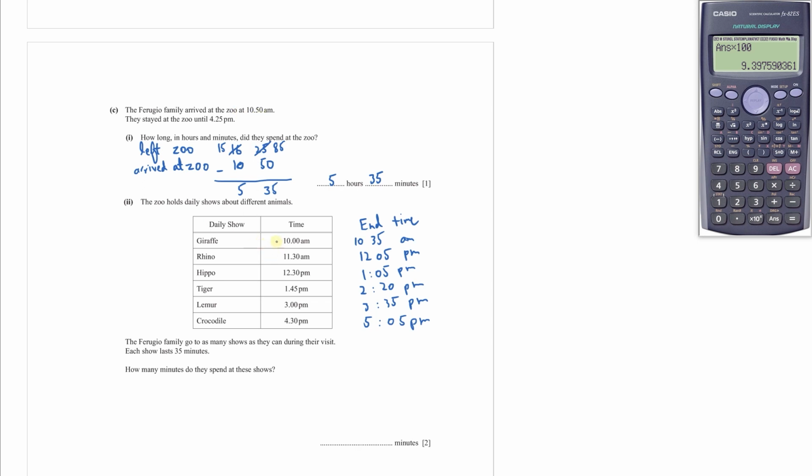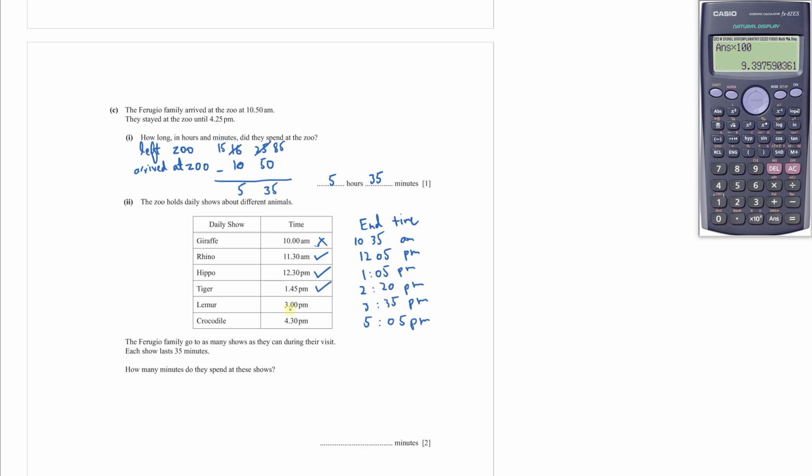That means they cannot go to this show, which is at 10 a.m. So the first show they go to is at 11:30 a.m., which ends at 12:05. Then they go to the next show, which is at 12:30, which ends at 1:05. Then they go to the next show, which is at 1:45, which ends at 2:20.